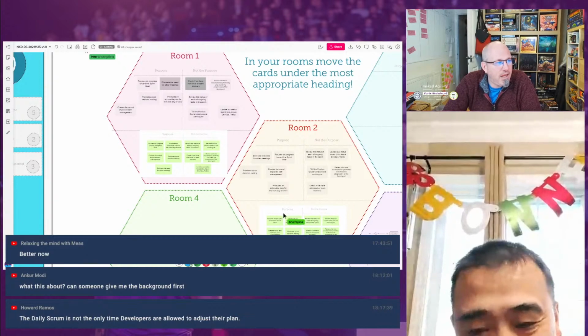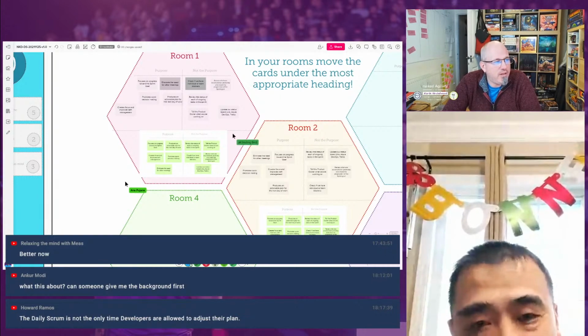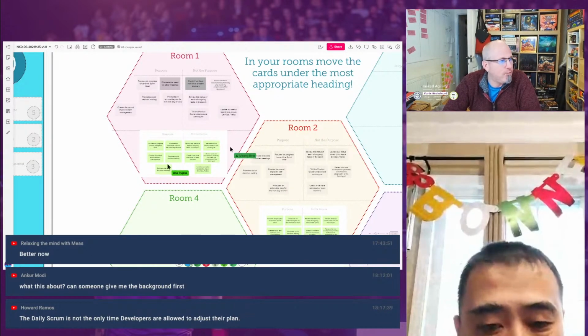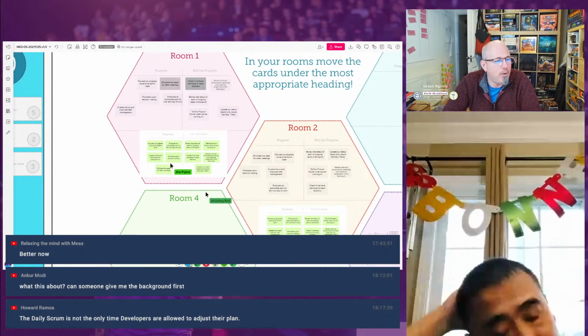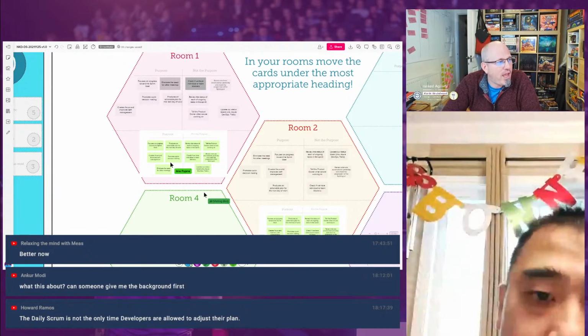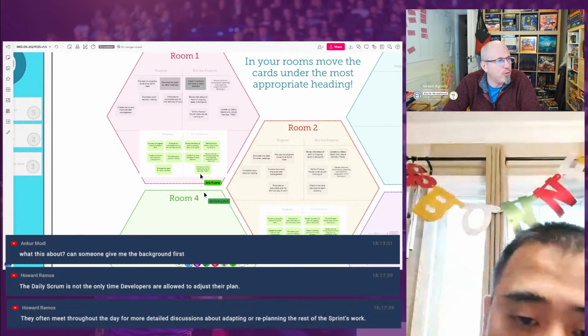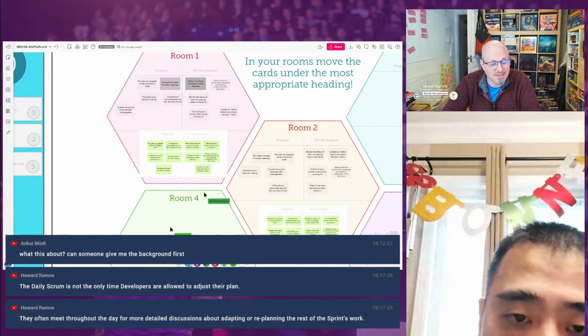So in my room, Anna, we had two ended up in the wrong place: eliminate the need for other meetings ended up on not the purpose, and check if we have individual or team blockers ended up on purpose.